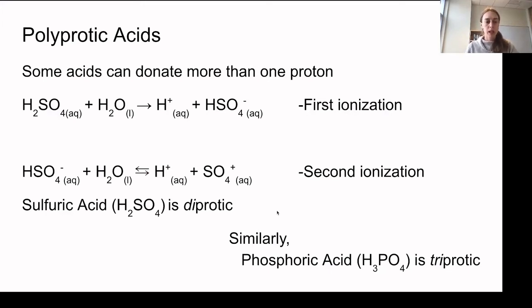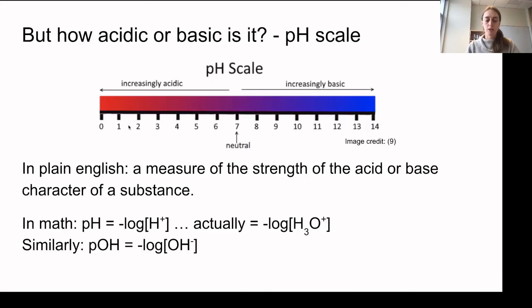So we can have more than just the gain or loss of a single proton. We can have polyprotic acids. So some acids can donate more than one proton. So for the example of sulfuric acid here, H2SO4, in water, we can have a free proton or hydronium, and we can have HSO4 minus. That would be the first step, and then we have the second step where our HSO4 minus donates a second proton and becomes sulfate ions in solution. So in this case, sulfuric acid is diprotic. It lost 2 protons along the way.